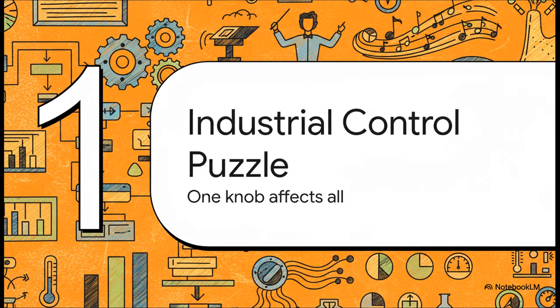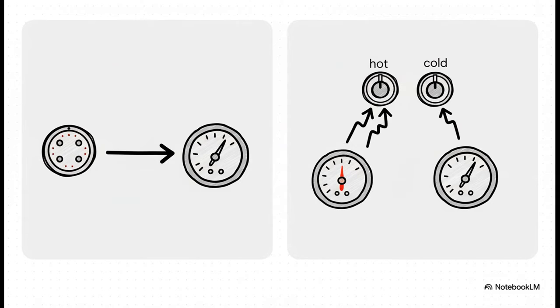Okay, let's kick things off with a fundamental challenge here. In any complex process, things are rarely simple. Turning one knob almost always affects something else, and really wrapping your head around that is the key to everything. This slide really gets to the heart of it. On the one hand, you have a simple, what we call a SISO system. Single input, single output. That's easy. One knob controls one gauge.